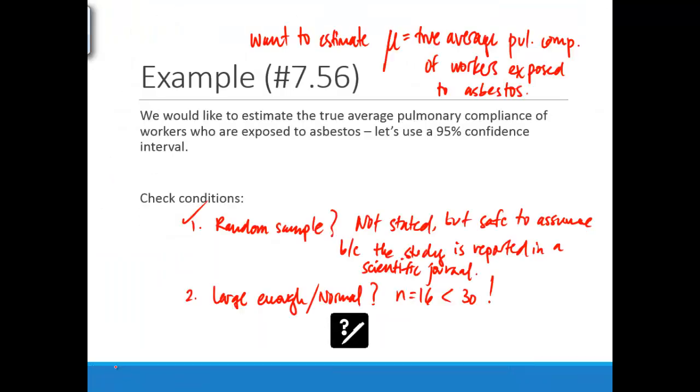Okay, so keeping that picture in mind, our sample size is not bigger than 30, but the histogram looks close enough.